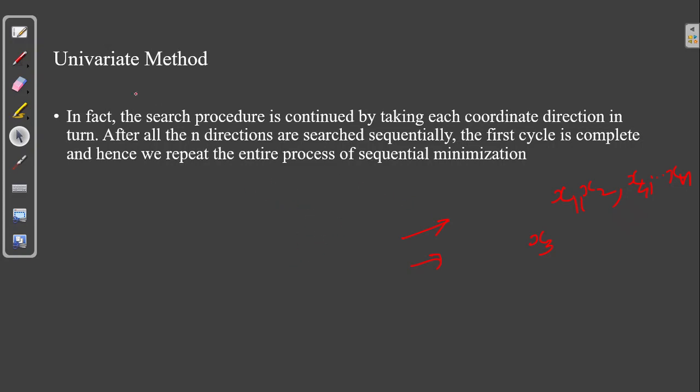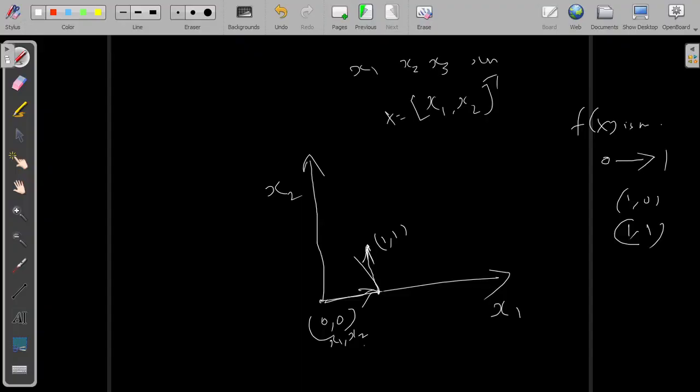Let me explain this with this x1 x2 plane. I can move actually. Let me take an example: suppose this is my destination point D, and I have a coordinate.